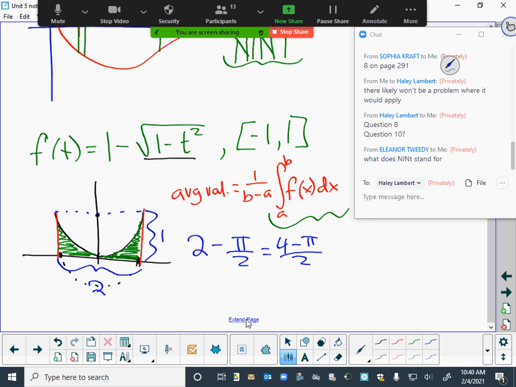And that is the value of the green area, but we wanted the average value of the function. So we need to also multiply this by 1 over the width of the interval, which was 2. So we get 4 minus pi over 4 is the average value.